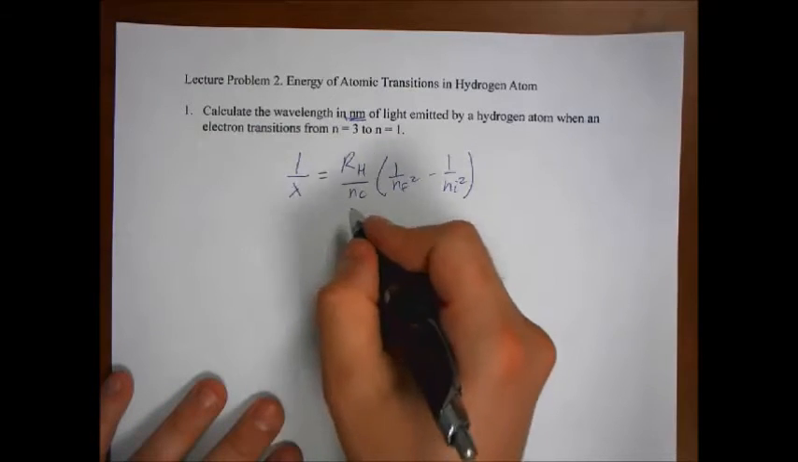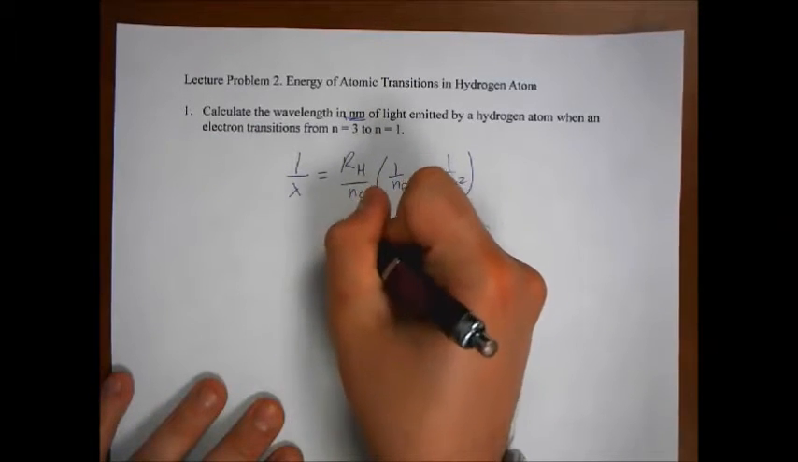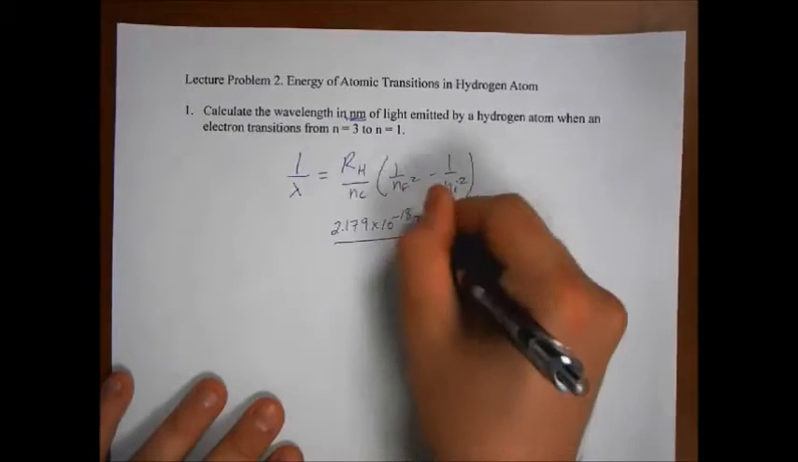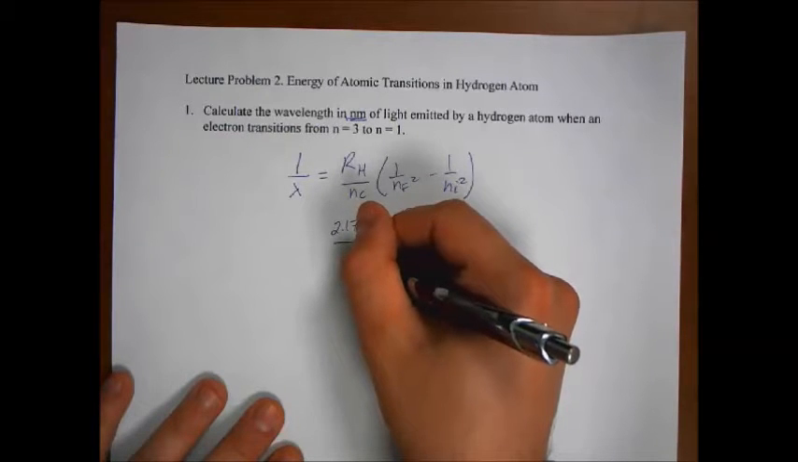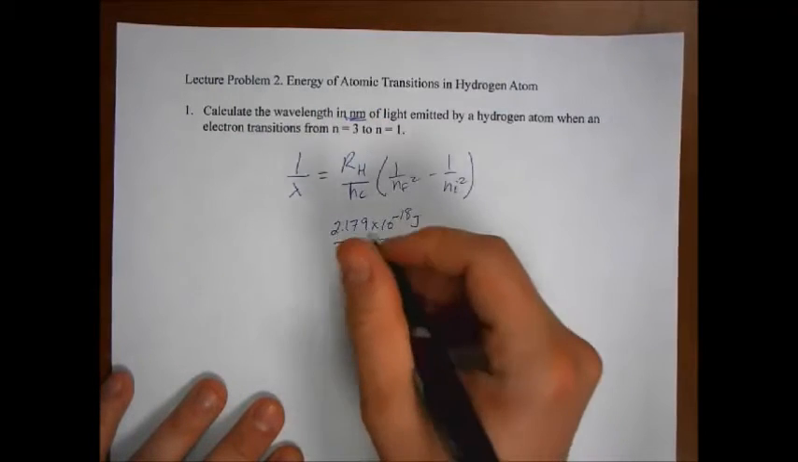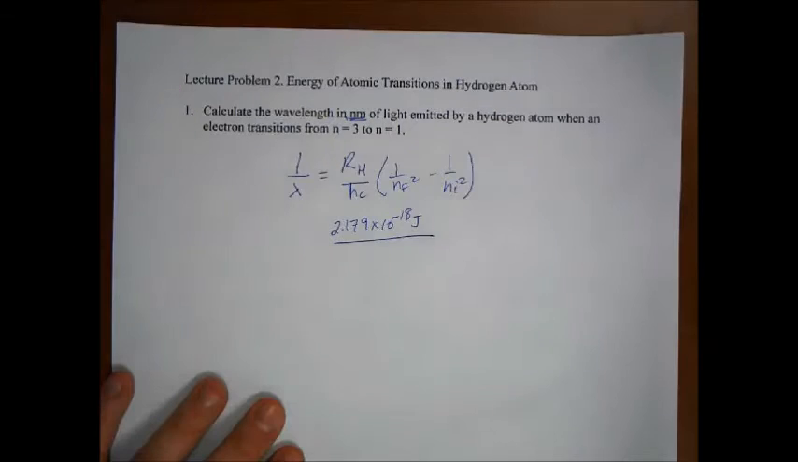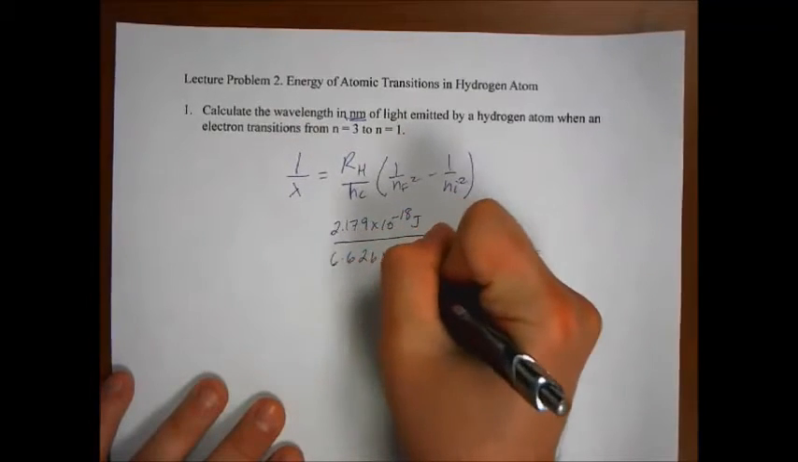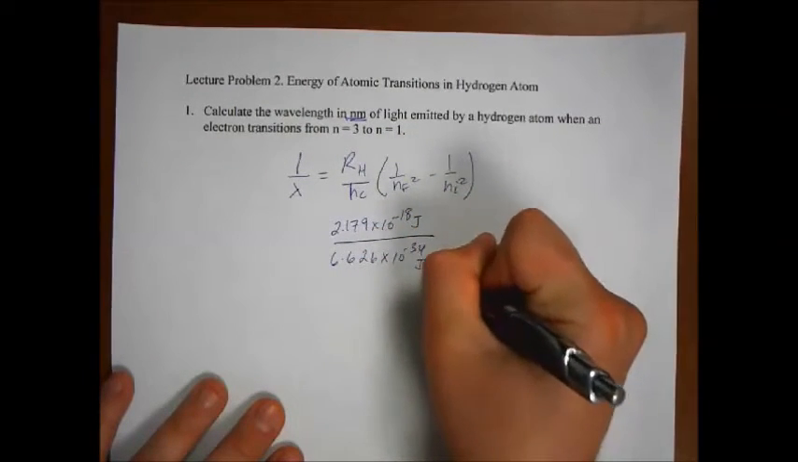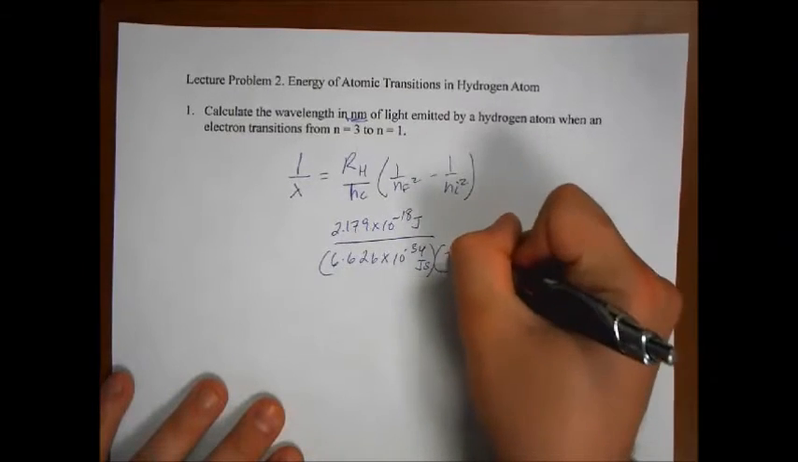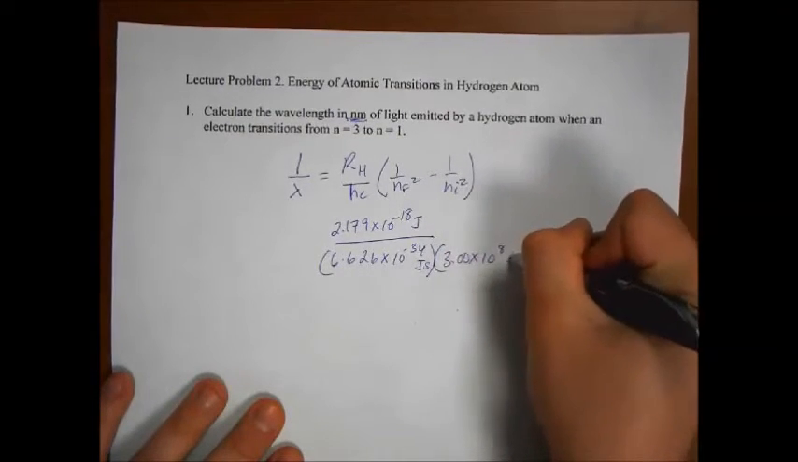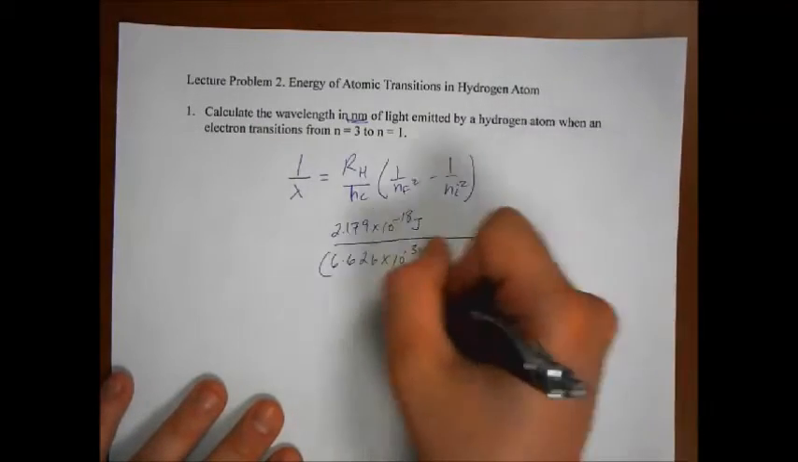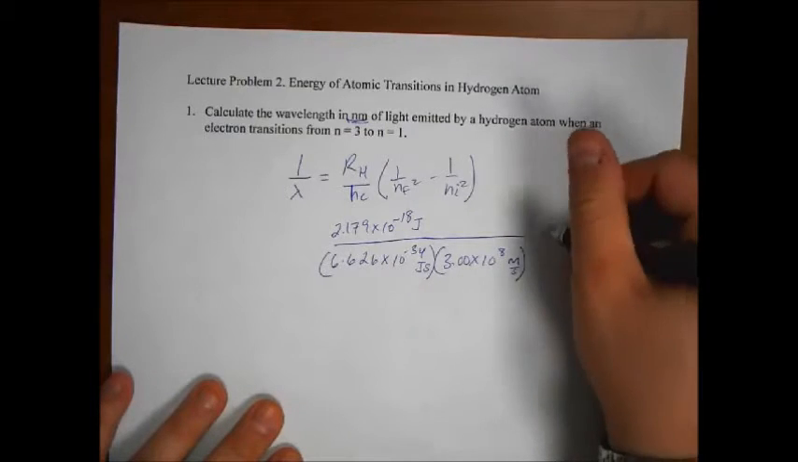And so we can plug in the Rydberg constant, which is 2.179 times 10 to the minus 18th joules, divided by h, 6.626 times 10 to the minus 34 joule seconds. That's Planck's constant, times the speed of light, which is 3.00 times 10 to the 8th meters per second. I will give you all these constants on the exam, so you don't have to worry about that.